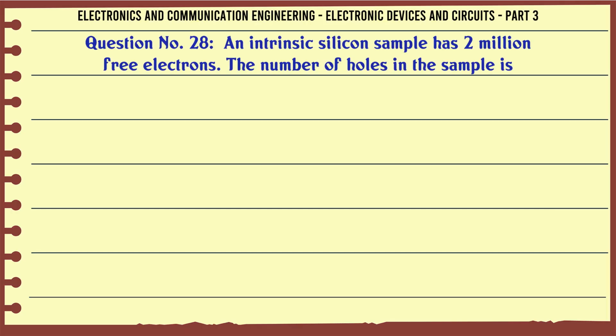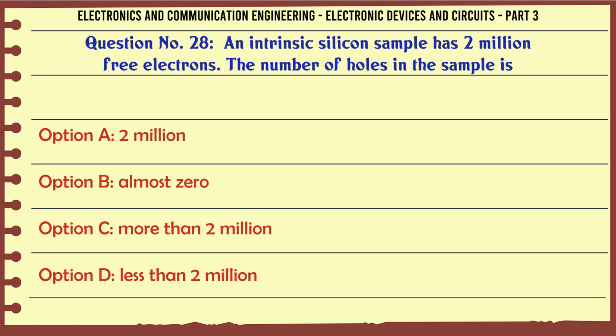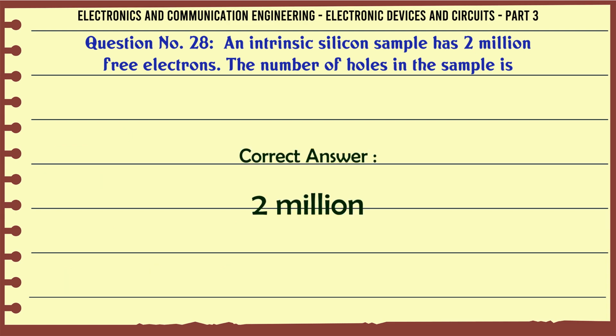An intrinsic silicon sample has 2 million free electrons. The number of holes in the sample is: A 2 million, B almost 0, C more than 2 million, D less than 2 million. The correct answer is 2 million.